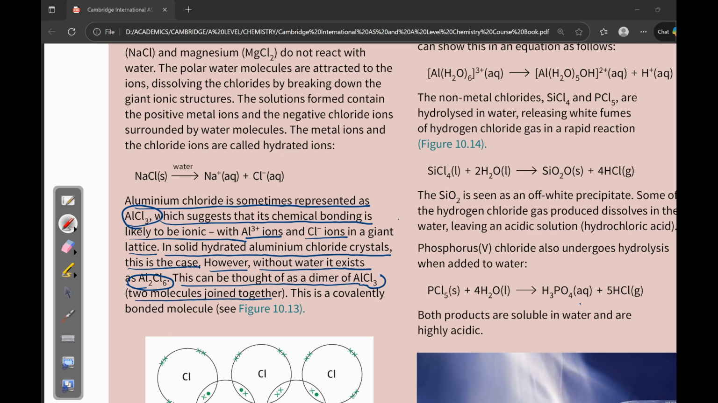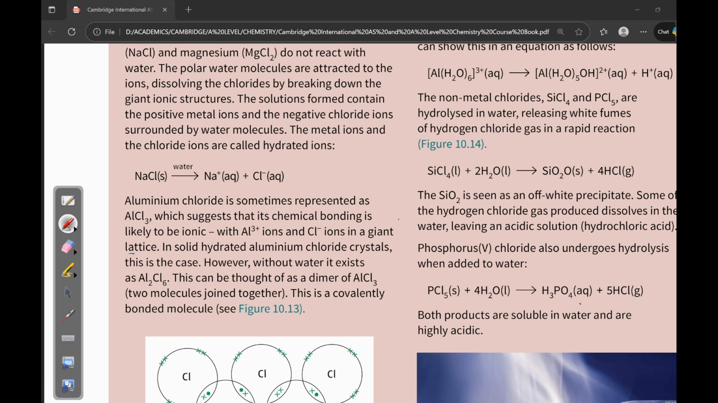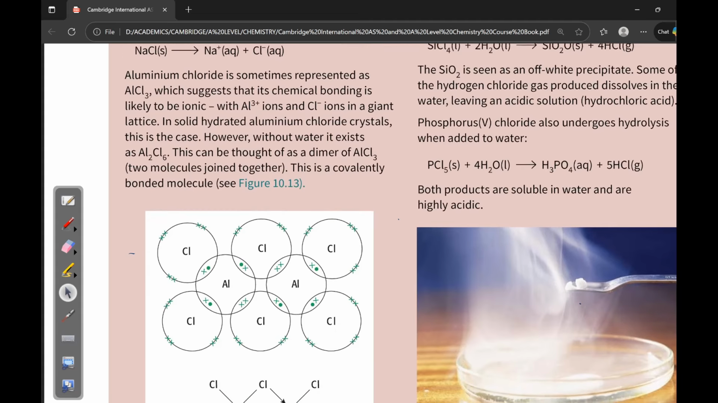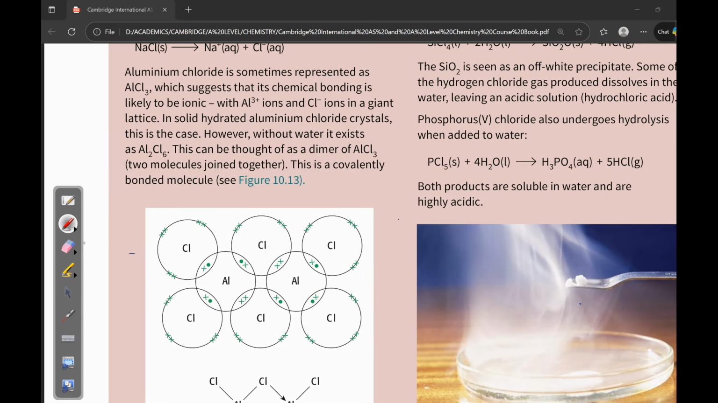Two molecules are joined together. This is covalently bonded. This one is because of the strong, we call it the high charge density. So it has a bigger charge, but then a smaller what? A smaller volume. So that one will cause the water molecules in there to do what? To lose a hydrogen ion, like I said before.